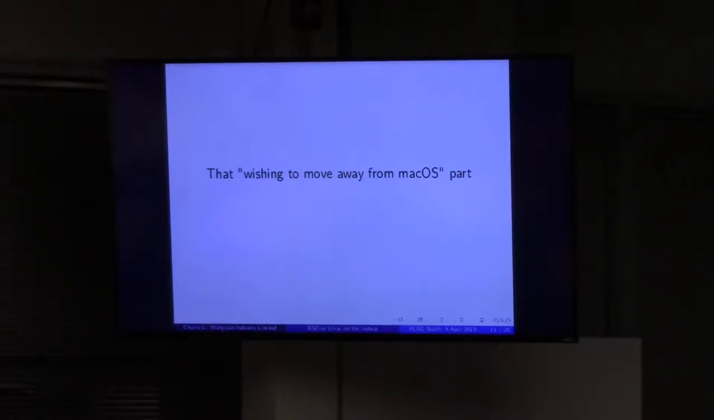So that wishing to move away from macOS part could just be steeped in a lot of confirmation bias, but there are some statistics that are truthful and some that kind of tell a different story. So let's take a look.